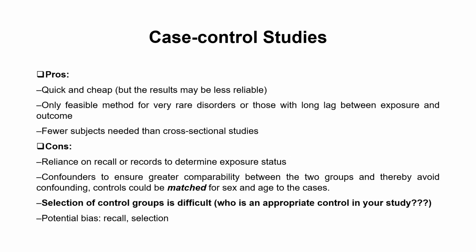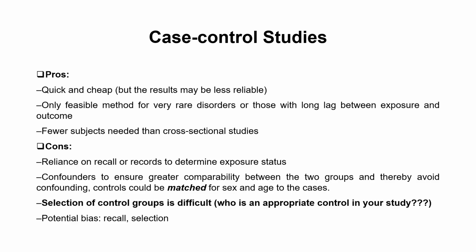The pros of case control studies: they are quick and they are cheap. However, the results are a little bit less reliable than cohort studies. And it is the only feasible method for very rare diseases, because you start with the end. You start with the patients with very rare disorders, then you go back. So it's the only feasible method for very rare disorders. And also fewer subjects are needed than in cross-sectional studies.